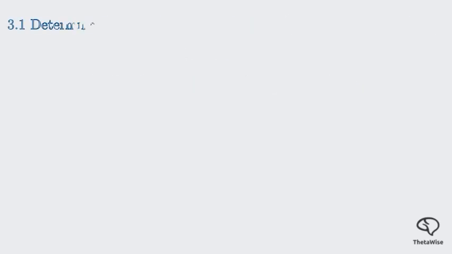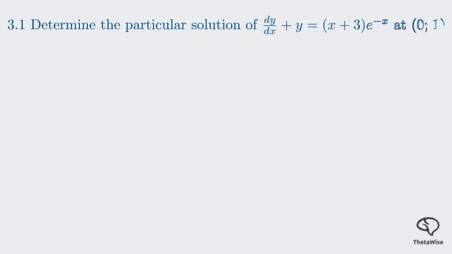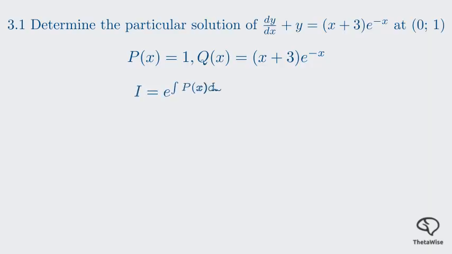The equation is dy/dx plus y equals x plus 3e to the negative x, and the initial condition is that the curve passes through the point (0, 1). This is a first-order linear differential equation. We'll use the integrating factor method. The equation is already in standard form, dy/dx plus p(x)y equals q(x). So p(x) is 1 and q(x) is x plus 3e to the negative x. The integrating factor I is e to the integral of 1 dx, which is e to the x.